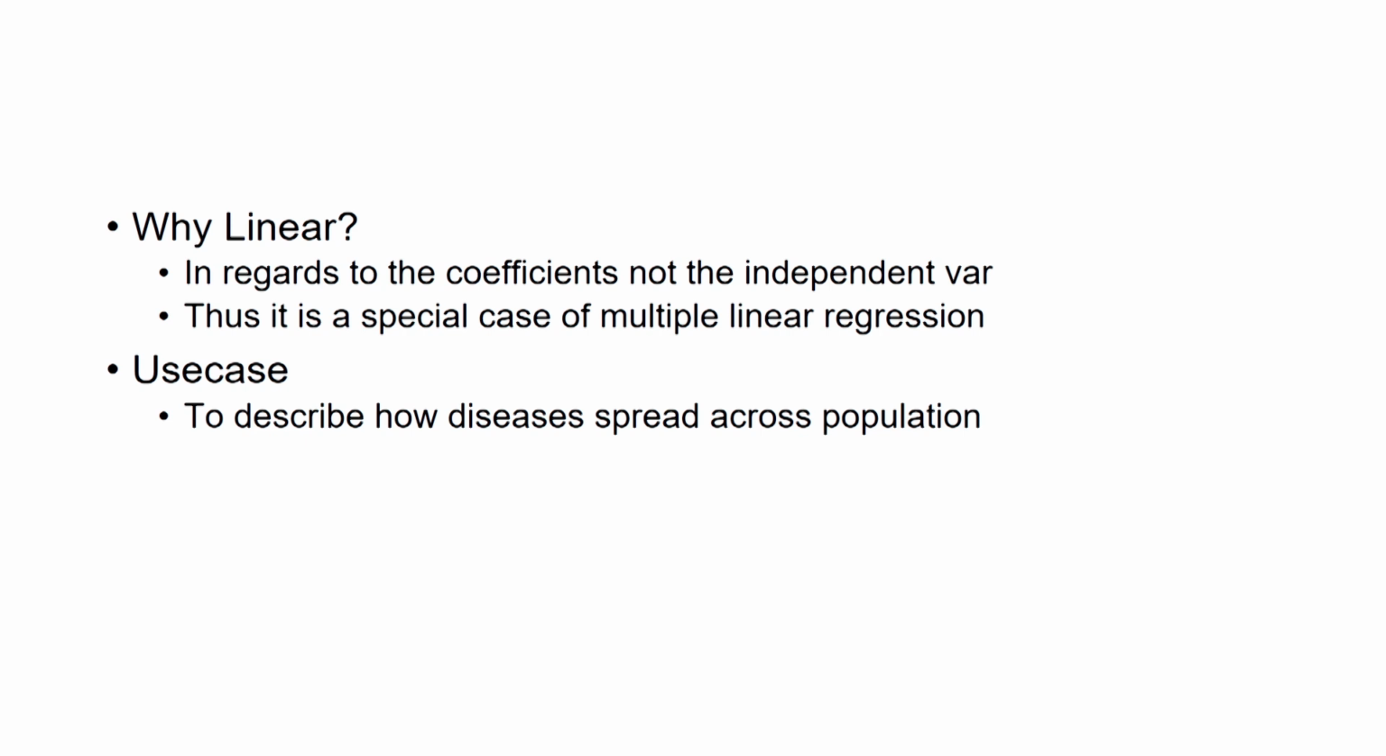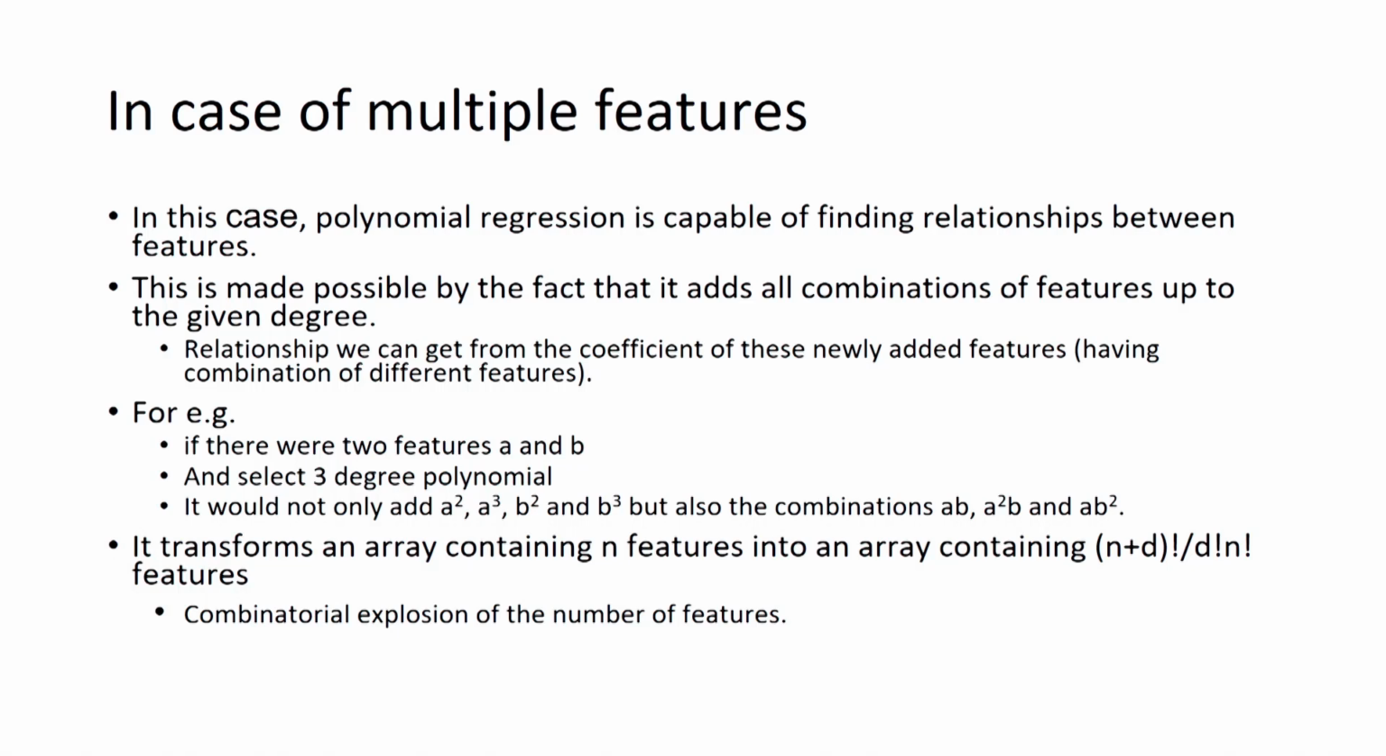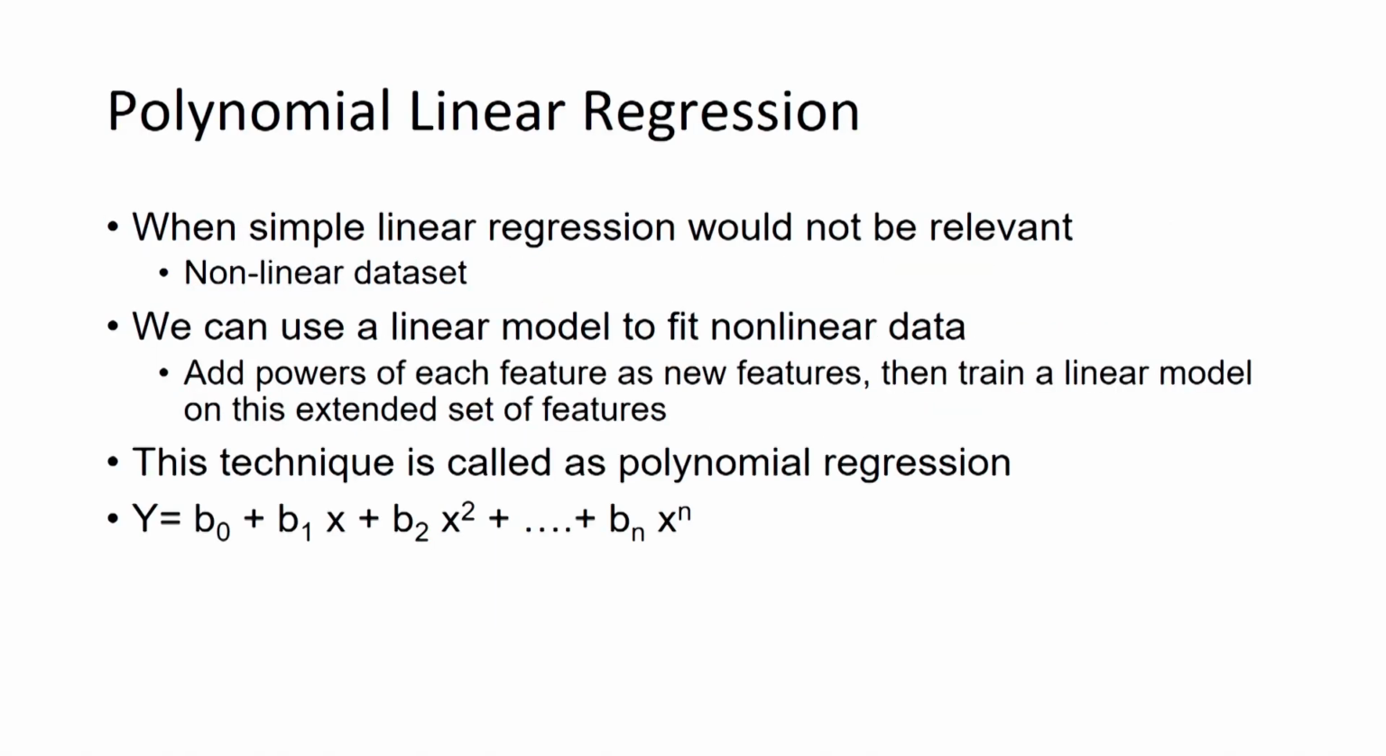Generally, when there is a non-linear relationship, then we use it. One of the use cases is when we need to describe how diseases spread across the population. In this type of case we use polynomial regression. We have seen the example where we had the single feature x. In that case what we did was add new features as the different powers of x.